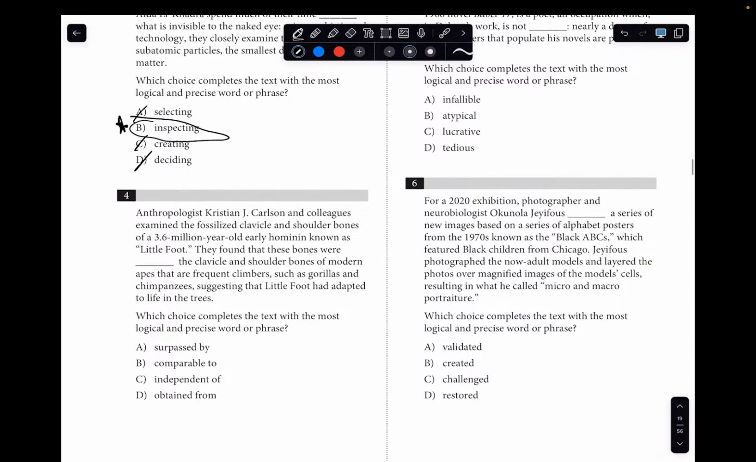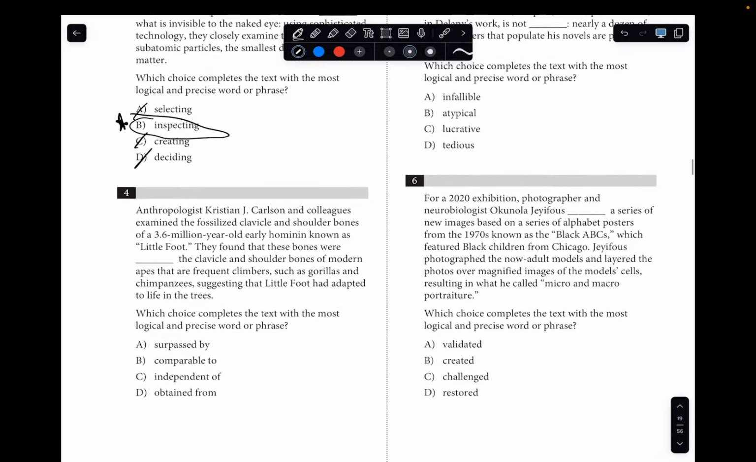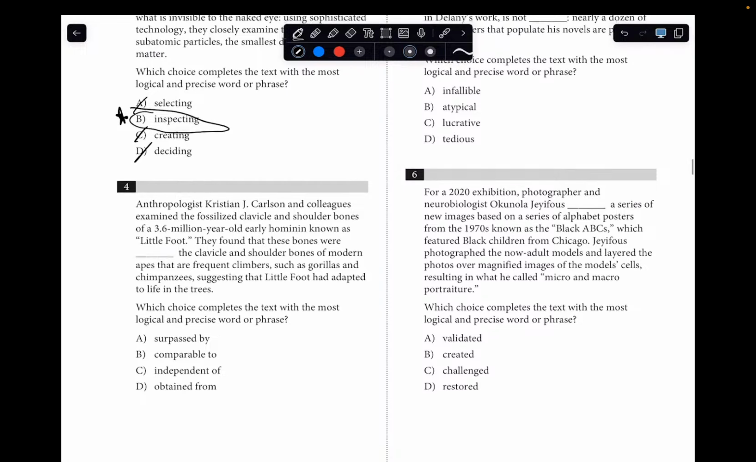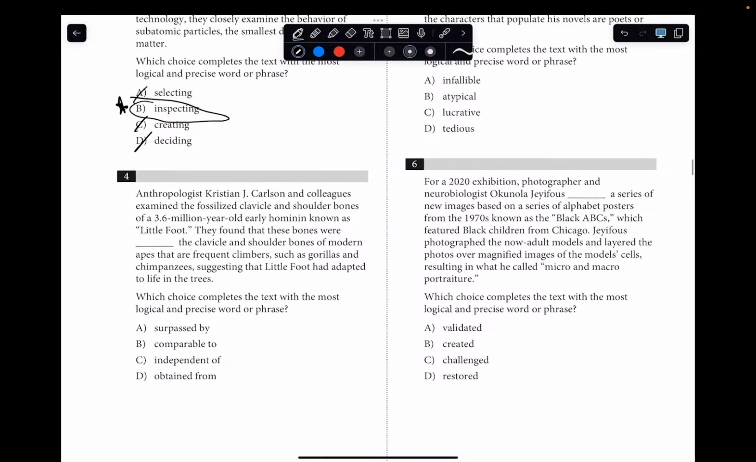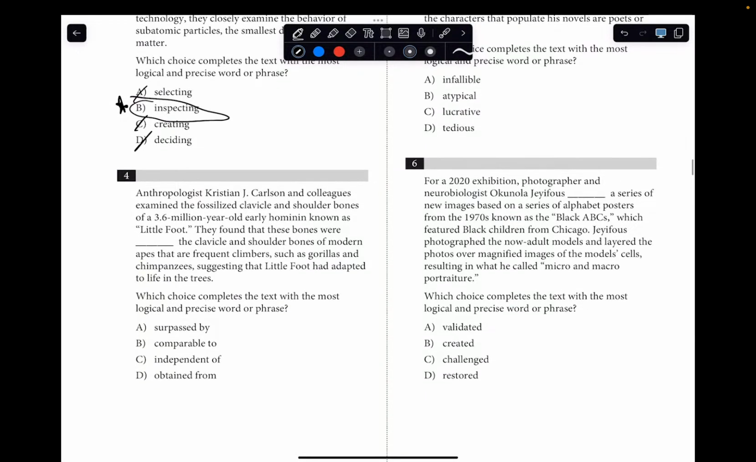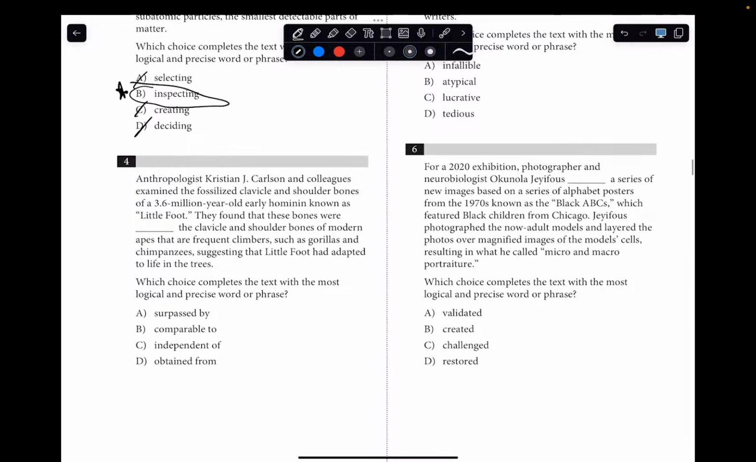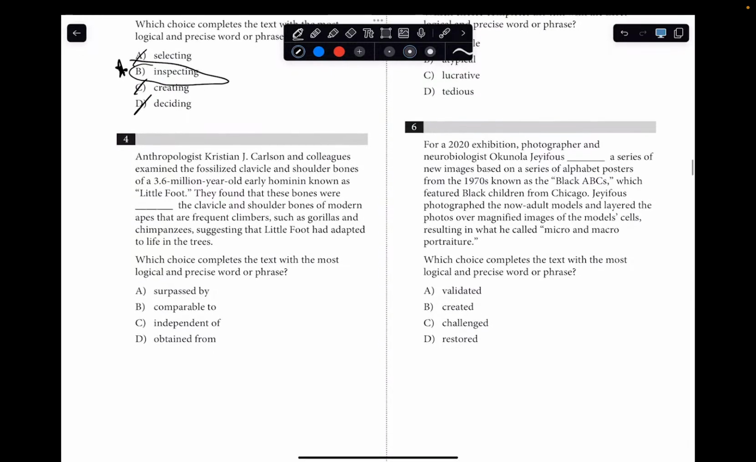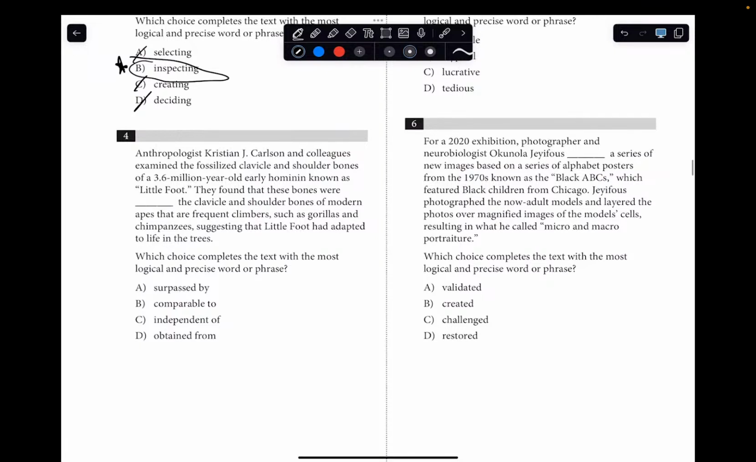Anthropologist Christian Carlson and her colleagues examined the fossilized clavicle and shoulder bones of a 3.6 million year old early hominin known as Littlefoot. They found that these bones were blank the clavicle and shoulder bones of modern apes that are frequent climbers, such as gorillas and chimpanzees, suggesting that Littlefoot had adapted to life in trees. So which choice best fits there? Surpassed? No. They're making a comparison, so B, comparable to. Independent doesn't fit. Obtained doesn't fit either.